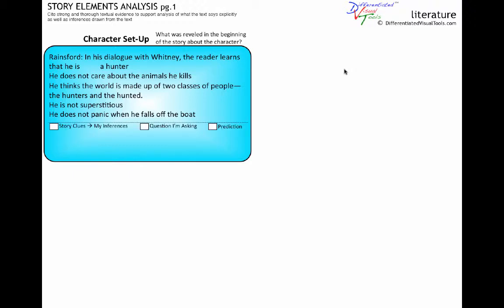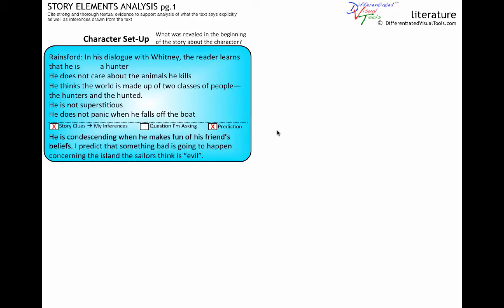In addition, we're going to use those story clues that are provided by the author to also draw some inferences about the character, pose a question about the character, or form a prediction about the character. An example would be, from the story clues, an inference about Rainsford is that he's condescending when he makes fun of his friend's beliefs. And I can also form a prediction about Rainsford. For example, I predict that something bad is going to happen concerning the islands that the sailors think is evil.